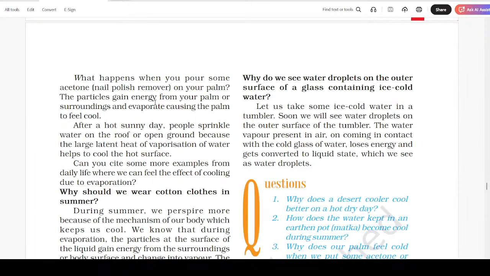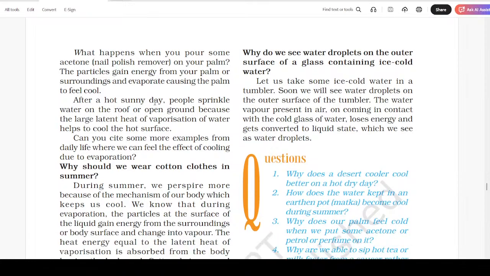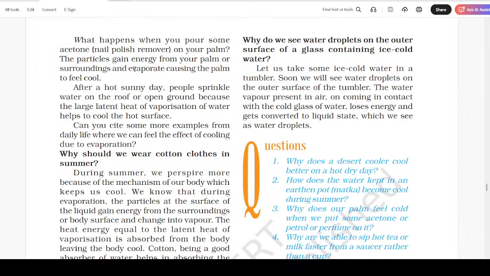What happens when you pour some acetone nail polish remover on your palm? The particles gain energy from your palm or surroundings and evaporate, causing the palm to feel cool. After a hot, sunny day, people sprinkle water on the roof or open ground because the large latent heat of vaporization of water helps to cool the hot surface. Can you cite some more examples from daily life where we can feel the effect of cooling due to evaporation?